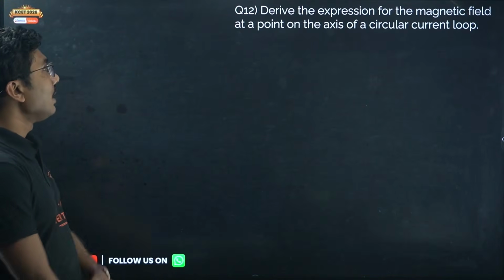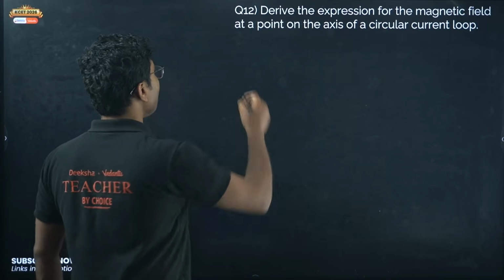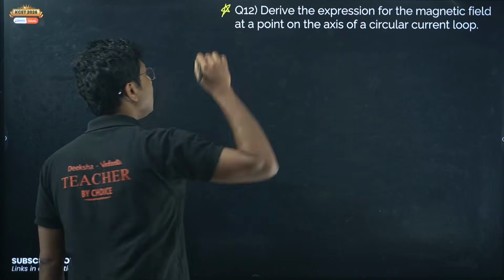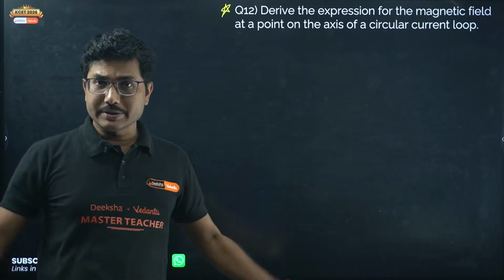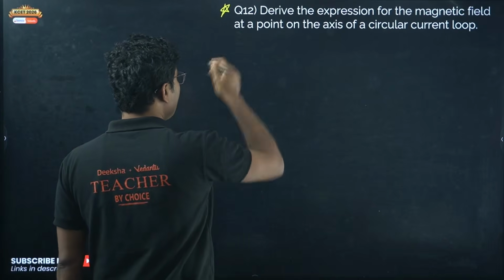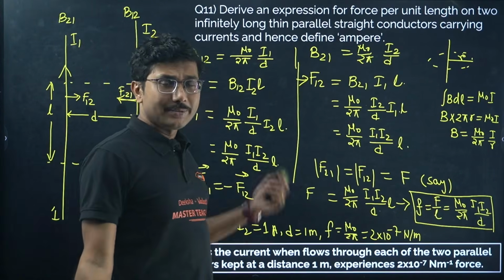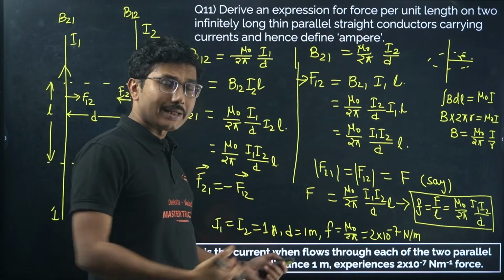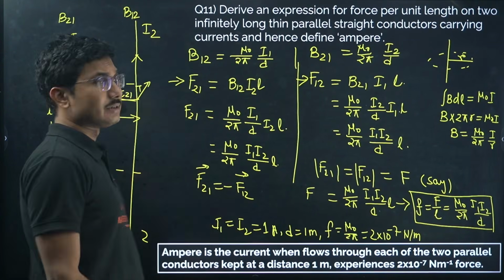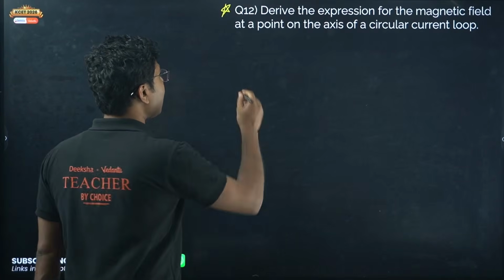Now let's move on. Derive an expression for the magnetic field at a point on the axis of a circular current loop. This question in my opinion is important this year. It did not come last year, so there is a high chance this will come this year. The other derivation came in the first paper, but this one has come in earlier years as well, so you have to practice it. In my opinion you cannot skip this one.